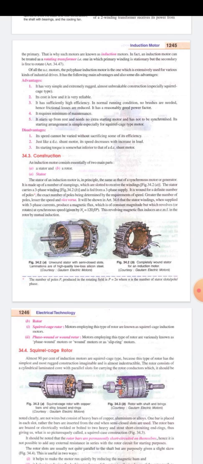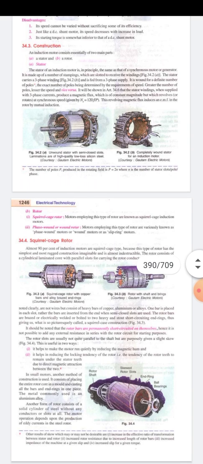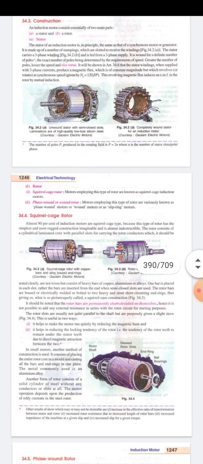Now let us discuss its construction. The stator of an induction motor is in principle the same as that of a synchronous motor or generator. It is made up of a number of stampings which are slotted to receive the windings. The stator carries a three-phase winding and is fed from a three-phase supply. It is wound for a definite number of poles, the exact number of poles being determined by the requirement of speed. Greater the number of poles, lesser will be the speed and vice versa.